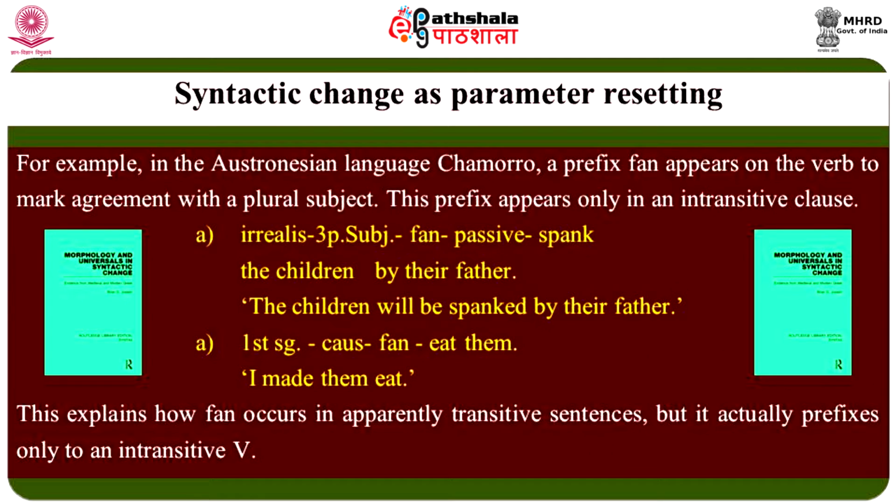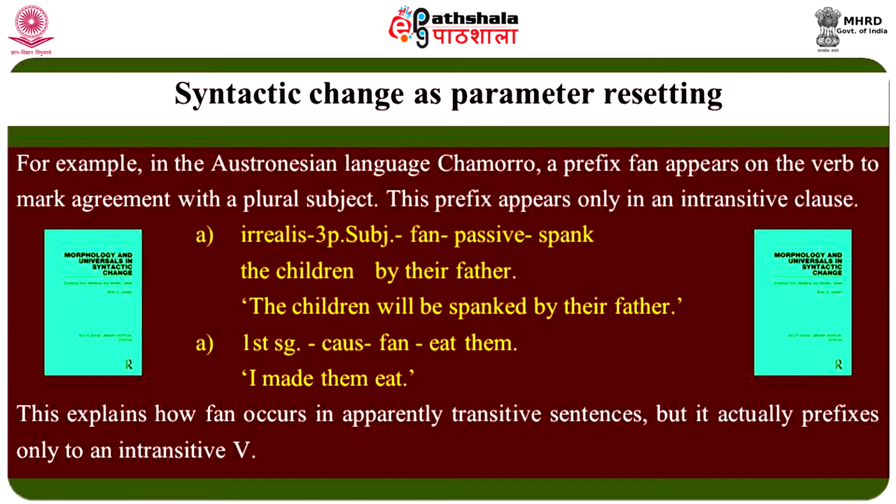The first example is from the Austronesian language Chamorro, where a prefix fan appears on the verb to mark agreement with the plural subject. This prefix appears only in an intransitive clause. The prefix appears on the passive verb in A, which has the schematic form as you can see in A. The children will be spanked by their father. We can say that fan appears in A, although the verb spank has two arguments and is underlyingly transitive because the passive is a detransitivizing rule. The prefix appears on the passivized verb. Notice that it occurs outside the passive marker.